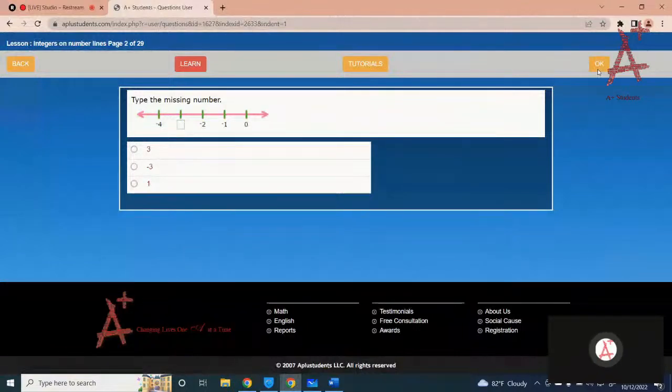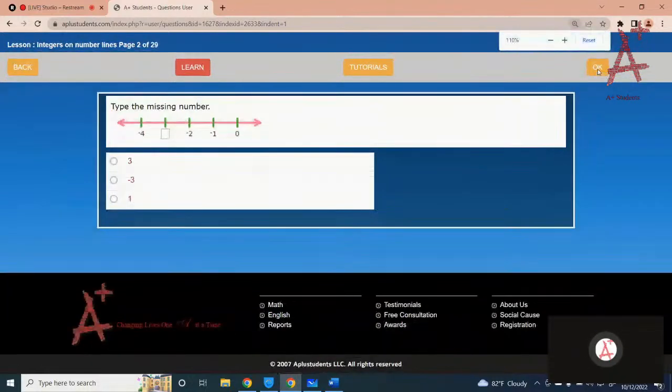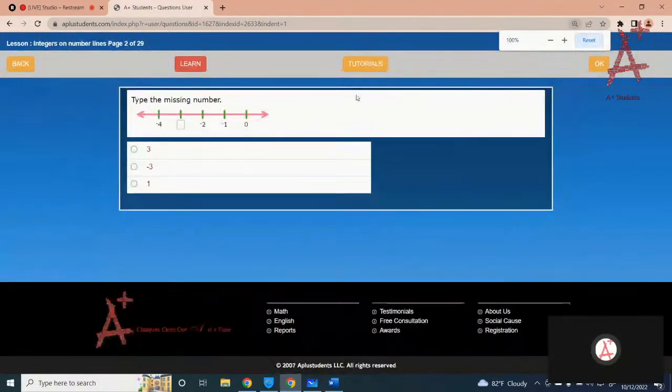Okay, type the missing number. Which number is in between -2 and -4? Yes, it is -3. Got it? So select the correct option and click on the OK button.